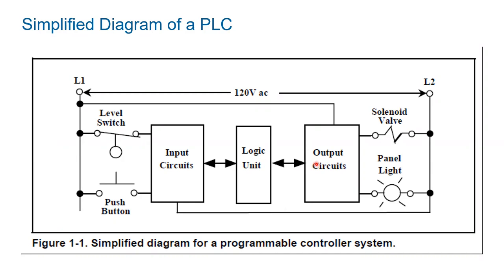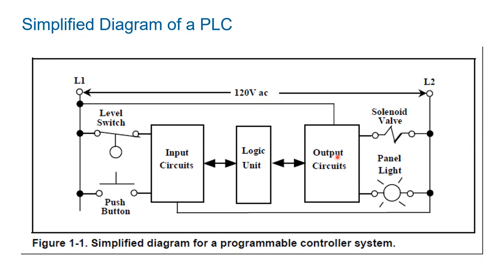Right. So the inputs come in. We write a program. And as a result, we might turn some outputs on. We could turn on a light, some solenoid valves, a relay, or whatever. So we have input circuit, logic, output circuit. Pretty much every PLC is universal in that respect.